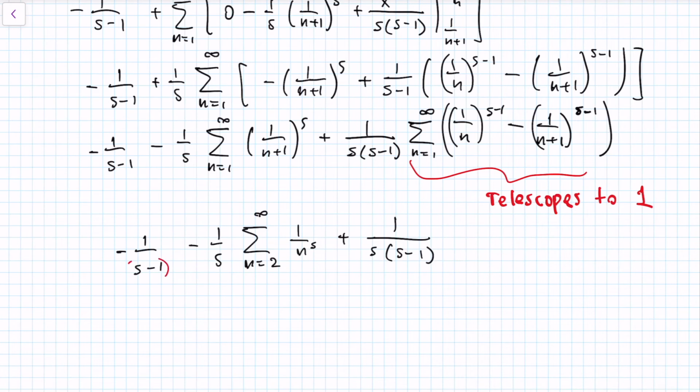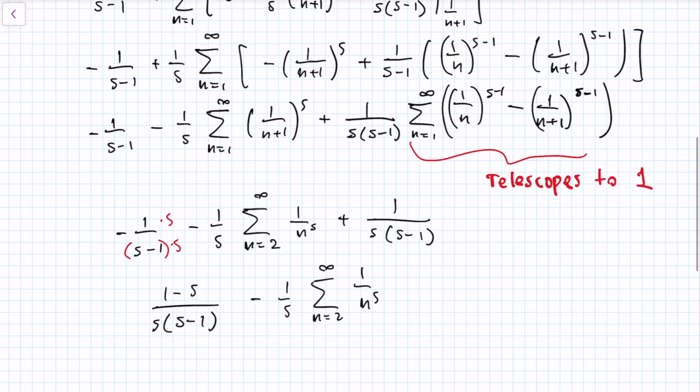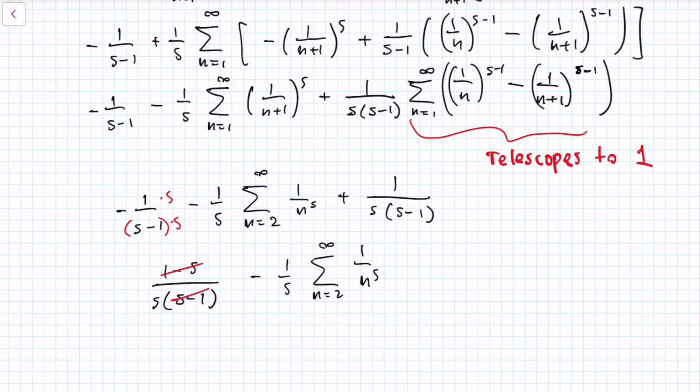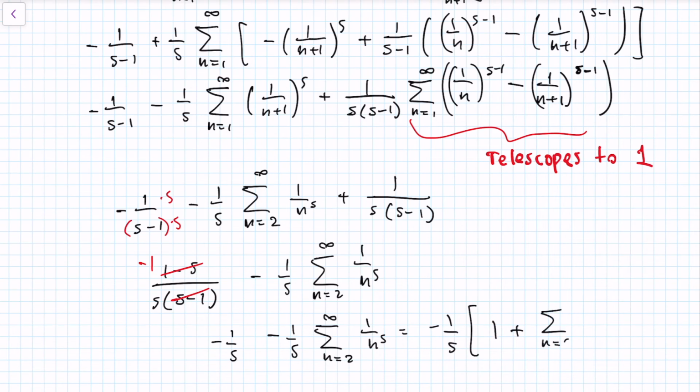Finding a common denominator by multiplying this top and bottom by s, we get 1 minus s all over s times s minus 1, combining those two, minus 1 over s times the sum from n equals 2 to infinity of 1 over n to the s. Now, s minus 1 and 1 minus s are negatives, so when you cancel those out, you get -1 over s. -1 over s times -1 over s times that sum. You can clearly see what happens here. You can pull the -1 over s out, which I'll do right now. And what you end up getting left over is 1 plus the sum going from 2 to infinity.